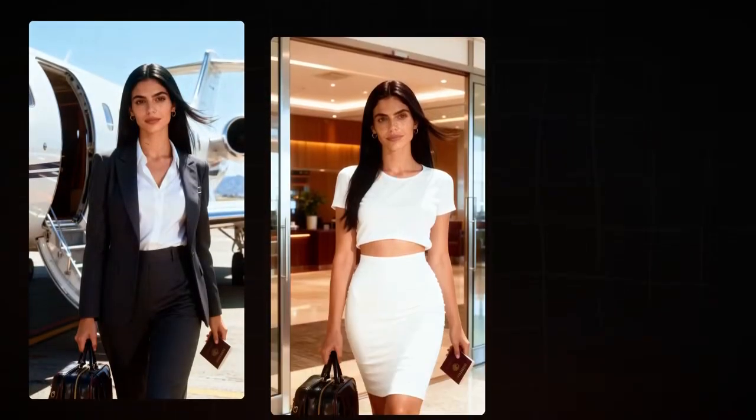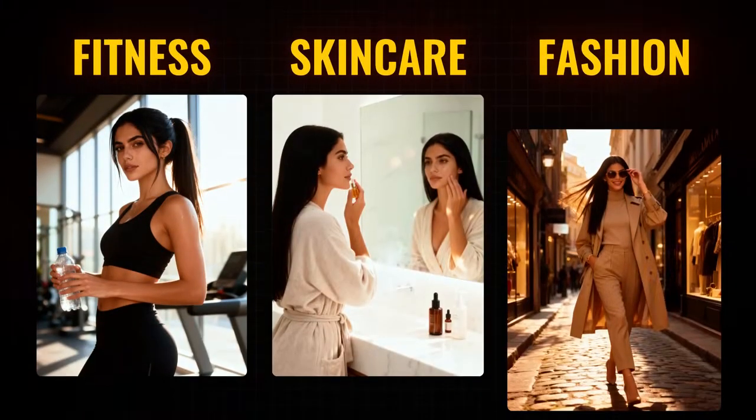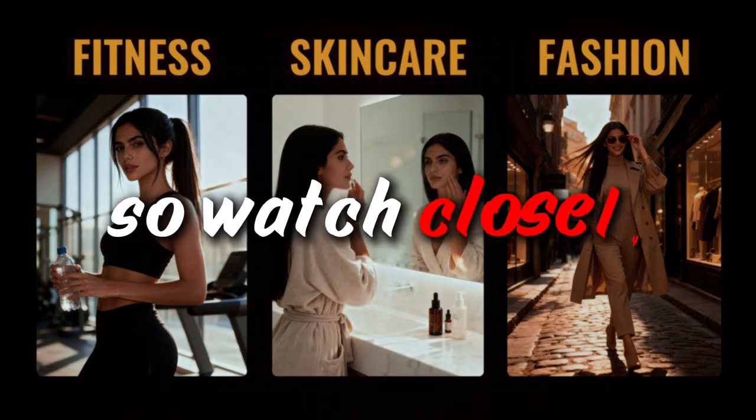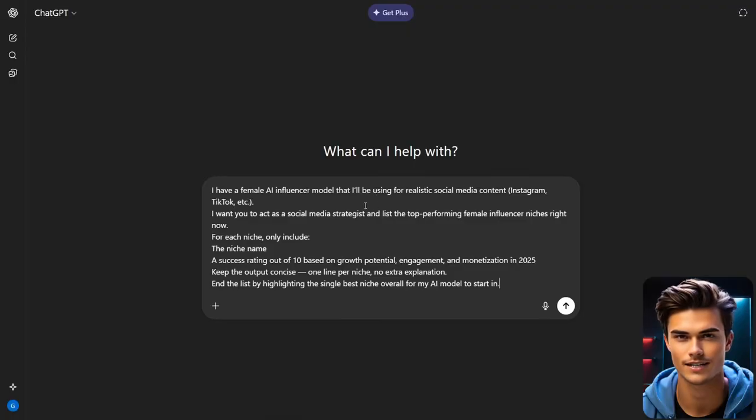So now that you know how to fully customize your model, you're ready for the next step, where we'll look for a trending niche and then use it to customize our model specifically for that niche. So watch closely. To start off, open a new ChatGPT session and start by telling it that you have a female AI influencer model that you'll be using for realistic social media content. Then, tell it to act as a social media strategist and give you a list of the top performing female influencer niches in 2025.